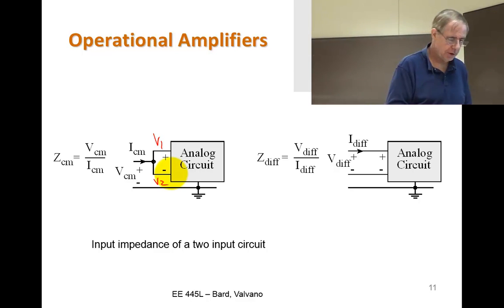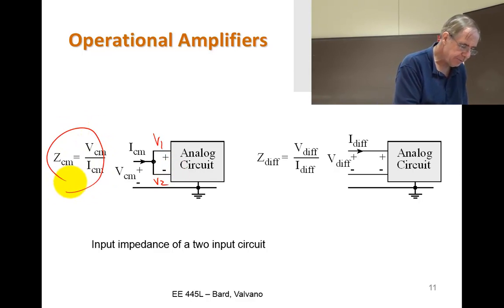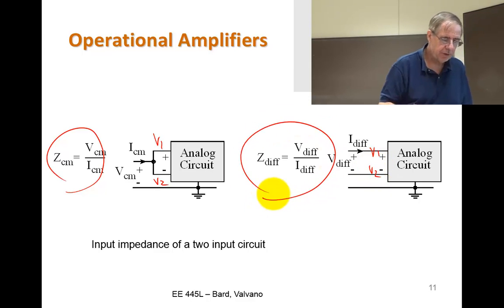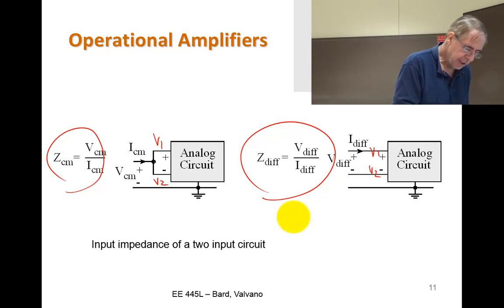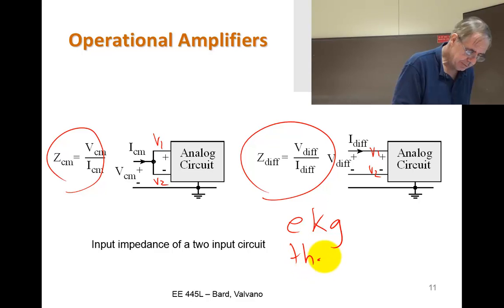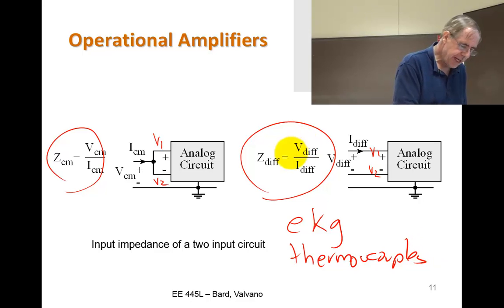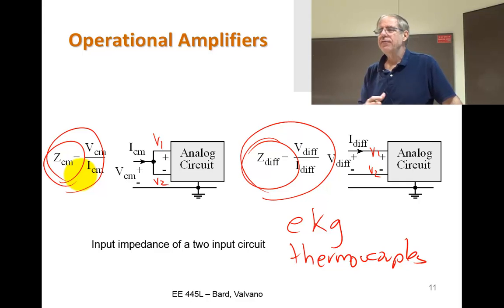Okay. And then I look at the current that goes in. That's called the common mode impedance. If I connect an input in this way and I look at the current, that's called the differential mode impedance. This is really important for things like EKGs and thermocouples, and it turns out that these two parameters have to do with how much I'm going to load down.